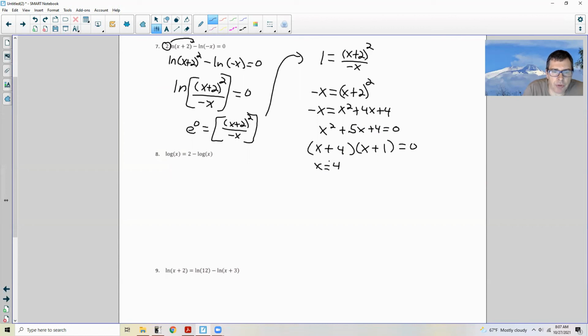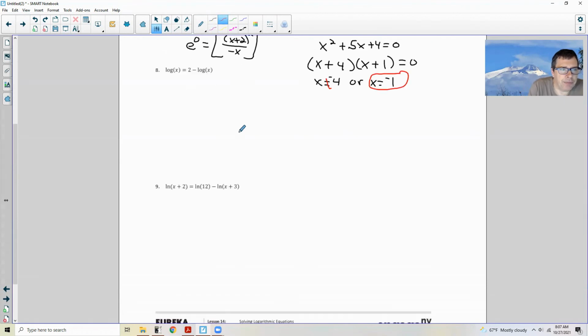So x equals negative 4 or x equals negative 1. Check these. Negative 4 plus 2 is negative 2. Uh-oh. Can't take a natural log of a negative. Extraneous. Plug in negative 1 here. Negative 1 plus 2 is 1. Plug in negative 1 here. The natural log of 1 is 1. So my only solution is x equals negative 1. Okay. All right, number 8.